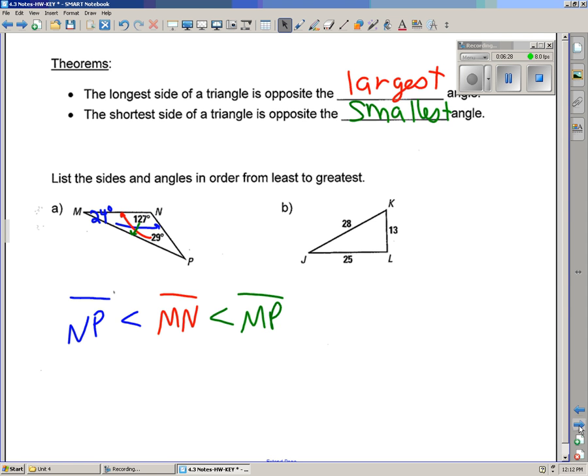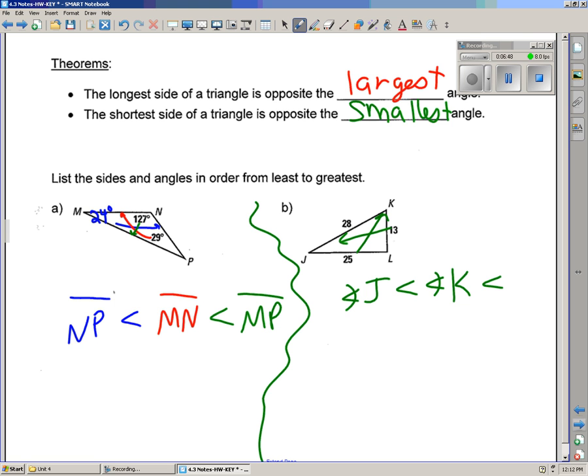On B, we're just going to worry about ordering up the lengths of the angles. So for B, the smallest side is 13, which means the smallest angle is J. And that's going to be less than the next smallest side, which is 25, which is going to be opposite angle K. And then that's going to be less than the largest side, which is opposite the largest angle, which is angle L. So you should be able to order the angles and the sides from smallest to largest.